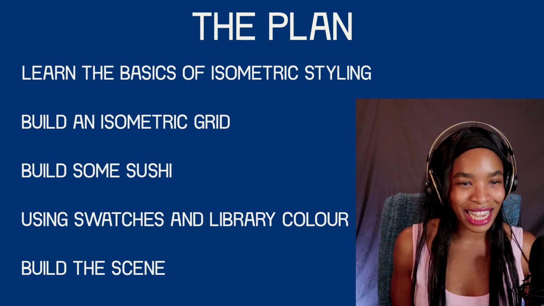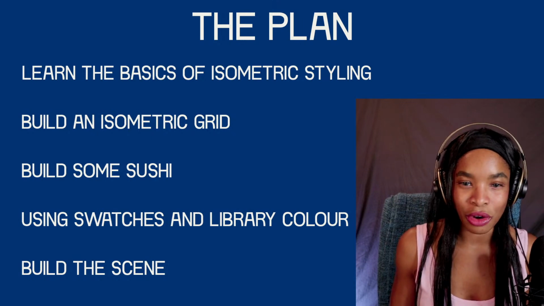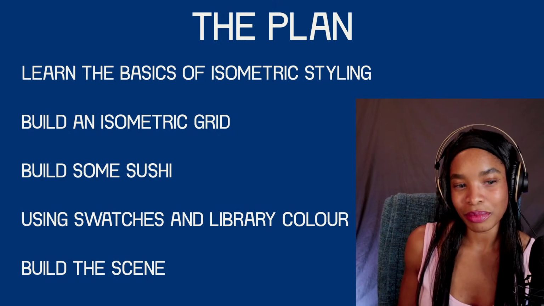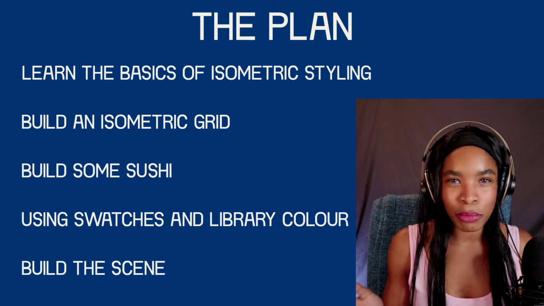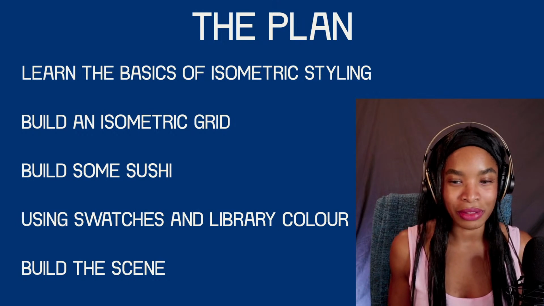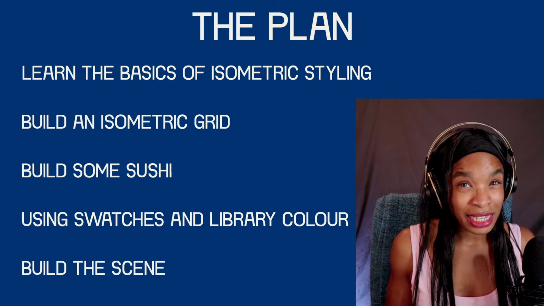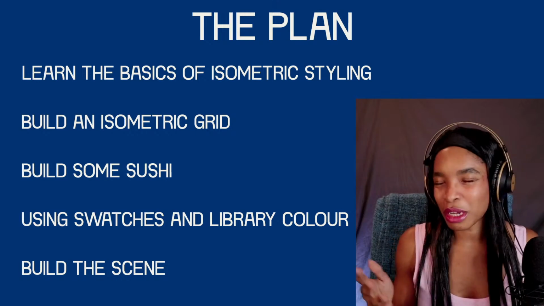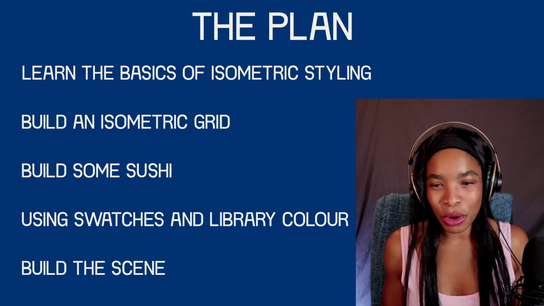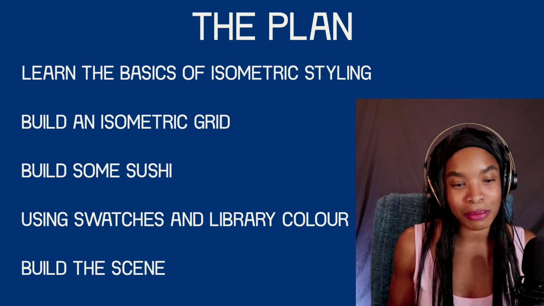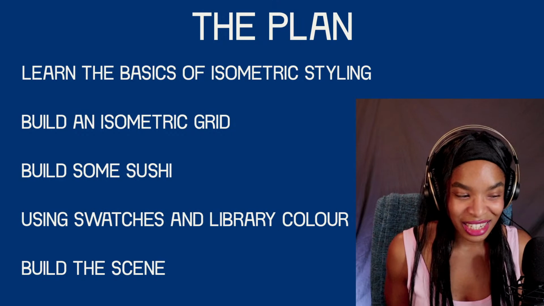The plan today is we are going to be going through the basics of isometric grid styling. I'm going to show you how to build an isometric grid, because you can eyeball it, but there's an easier way, and I'm going to show you how. And then we're going to build some sushi, because that is definitely one of my favorite foods. I hope you guys like sushi. If not, too bad. I'm sure it can be applied to other foods as well, but let's pretend we all like sushi. We're going to go through changing some of the colors for the different types of sushi, and then we're going to build the scene in 23 minutes. Shall we try?